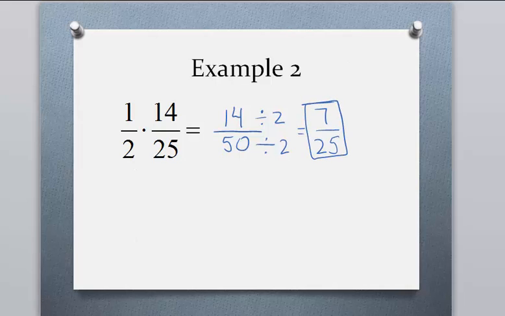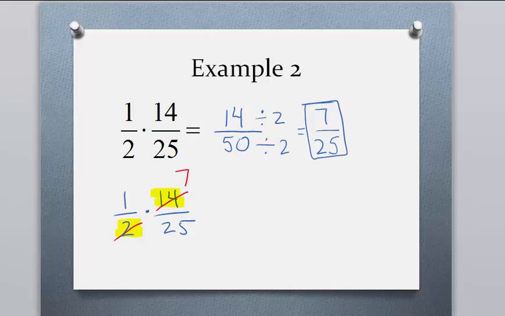Now there's one other way that I could have worked this problem, which is the method that I actually prefer, because it allows me to work with smaller numbers along the way. So let me show you what that is. I have 1/2 times 14/25. And rather than multiplying at the beginning, if you look, this 14 and this 2 have a factor in common. 2 will divide into both of them. So I can divide them by 2 before I do the multiplication.